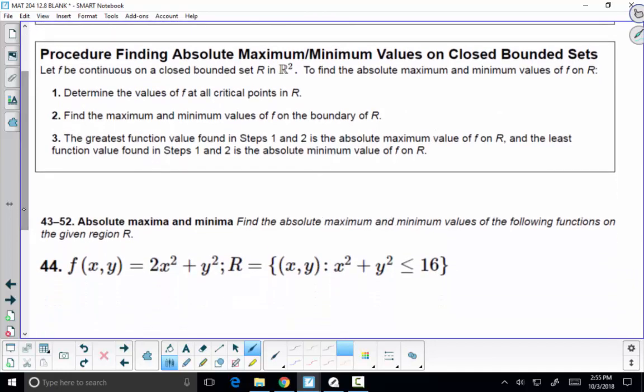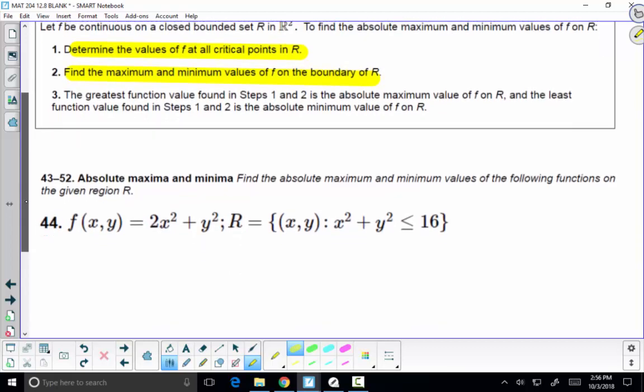All right, so to find the absolute max and min on a closed bounded set, first, we do what we just did in the previous problems, where we find the critical points and analyze them. That's on the inside of the domain, the interior points. The second partials test is only good for the inside of the domain, not the boundary. Then we go to the boundary, and that's the hard part. Step 3 just says compare everything.